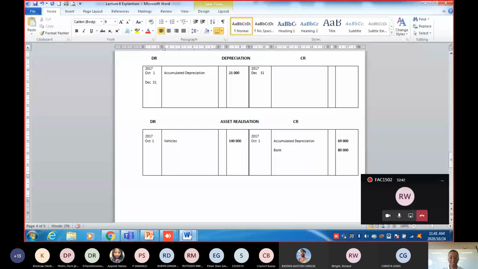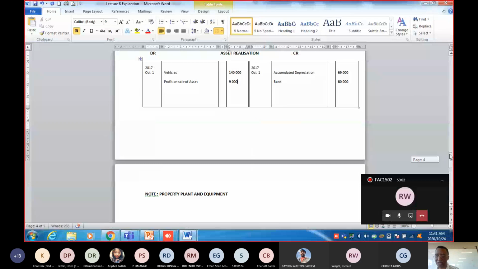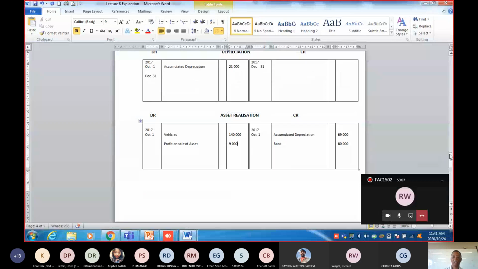Profit on sale of asset is debited, and we have calculated the amount to be 9,000 Rand. You will have a ledger account called profit on sale of asset, and that account must be credited. That account must have a credit entry. We are not required to do that. The question only wanted us to do these 4 ledger accounts.